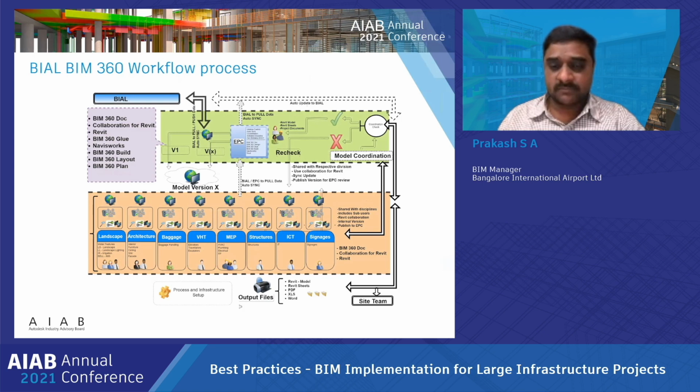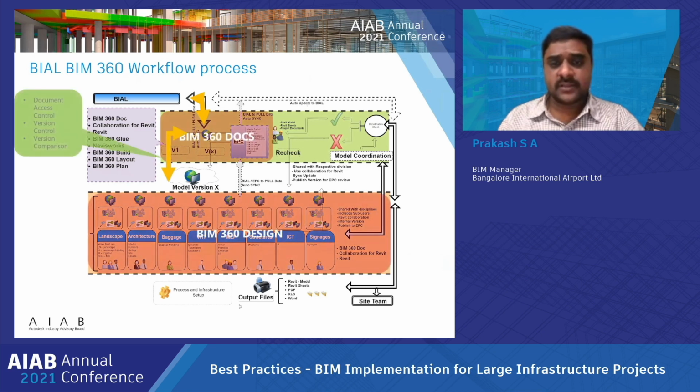This is the flow chart we are maintaining for our entire terminal, and all our files are sitting in the Doc, and in Doc we are using C4R collaborations for the Revit. So in the design stage we have architecture, landscape, and individual departments. By department we segregated all the files, and these files we access in the Revit using C4R.